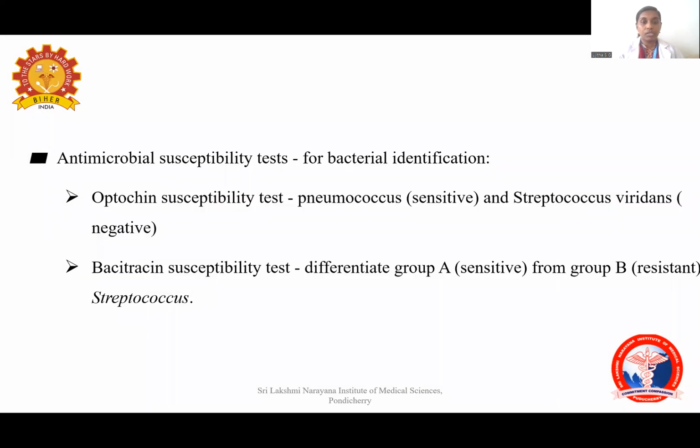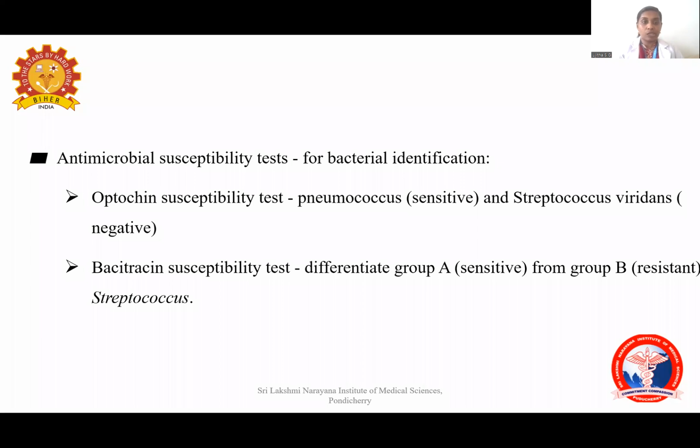So after identification of the bacteria, you have to do the antimicrobial susceptibility testing. Using the antibiotic disc also, we can identify the bacteria. So after this biochemical test, anyway, we will be putting antimicrobial susceptibility testing. So while putting the antibiotic disc, we can use certain special disc which can be used as identification disc also.